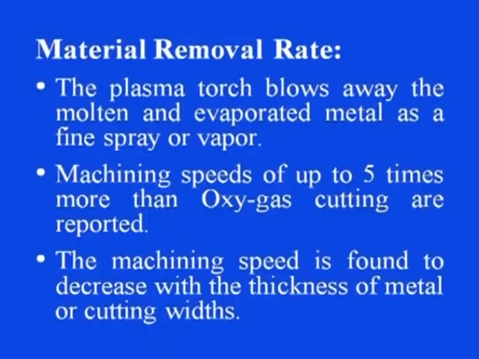Material removal rate in plasma beam machining is attributed to the plasma torch which blows away the molten and evaporated metal as a fine spray or vapor. Machining speeds of up to 5 times more than oxy-gas cutting can be obtained. In fact, this is being reported by different researchers. The machining speed is found to decrease with the thickness of the metal or the cutting width.